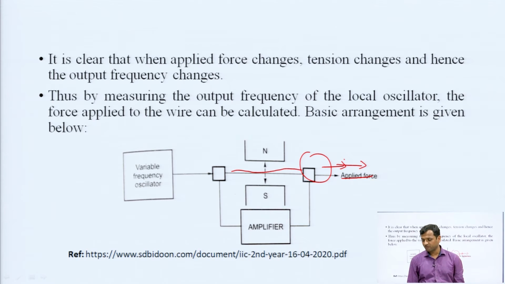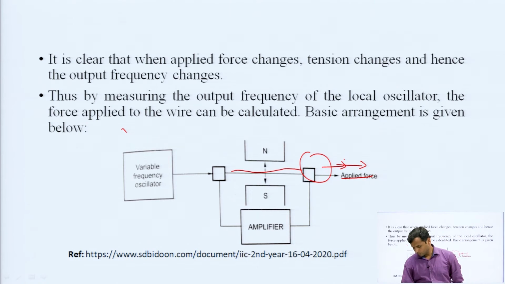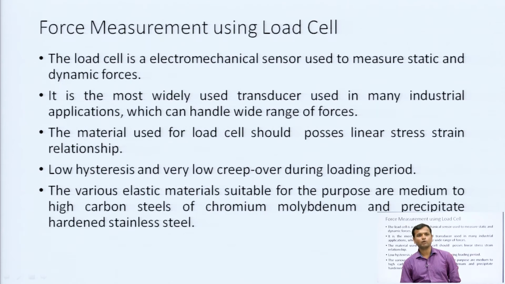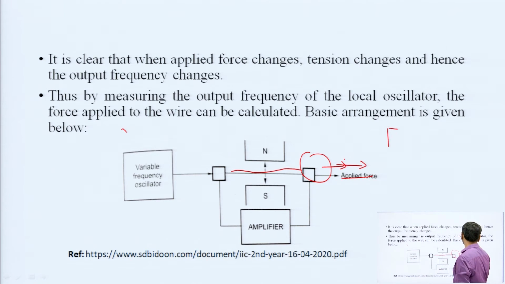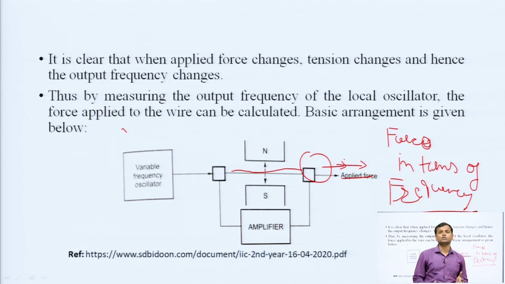So, thus by measuring the output frequency with the help of the local oscillator, the force applied to the wire can be calculated, and this is the basic arrangement for measuring the force of a vibrating wire. So, by measuring the frequency a force can be calculated. So, here we have calculated the force in terms of frequency. So, there is a basic arrangement when we are using any type of transducer or sensor, then we are getting any physical variable in terms of various energy forms. Okay. Here we are getting the force in terms of frequency.